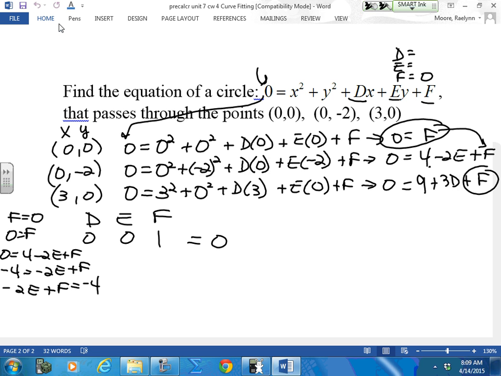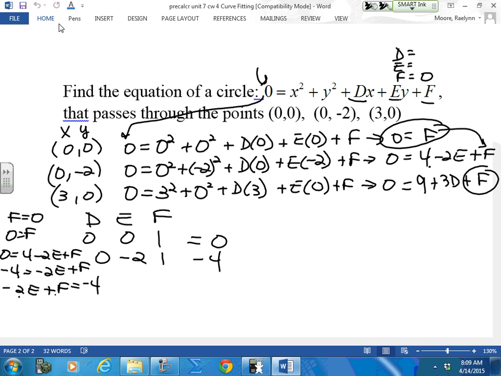So now, what's your coefficient for D? I have no D, so it's 0. What's your coefficient for E? Negative 2. What's your coefficient for F? 1. And your constant? Negative 4. Your coefficients for your matrix have to be lined up in order of your variables: D, E, F, constant.